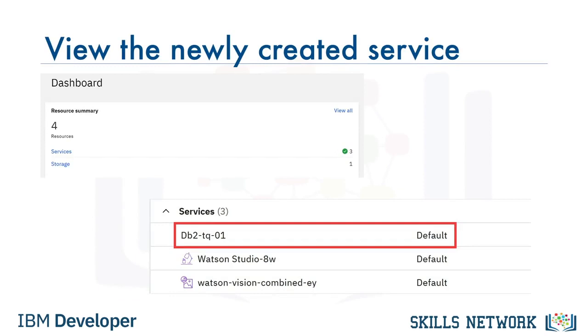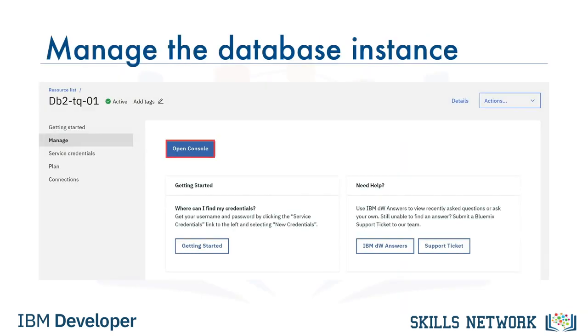You can view the IBM DB2 service that you created by selecting Services from your IBM Cloud dashboard. From this dashboard, you can manage your database instance. For example, you can click on the Open Console button to launch the web console for your database instance. The web console allows you to create tables, load data, explore data in your tables, and issue SQL queries.